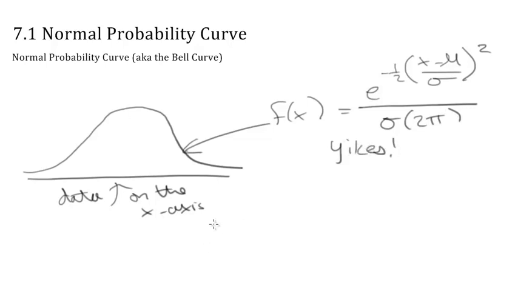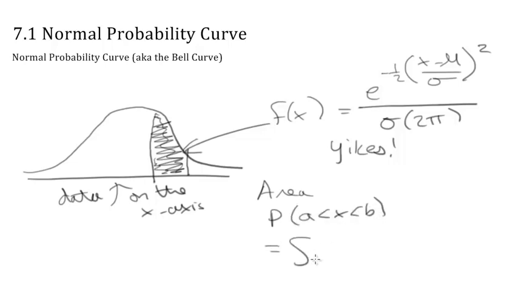And what we would do to find the area under this curve, well, clearly with a function like that, this is a little bit of geometry that's well beyond us. What we would normally do is use calculus, and we would find that the probability that x is bigger than a and less than b is equal to the integral from a to b of this function up above. So you might have noticed this is beyond the scope of this class.